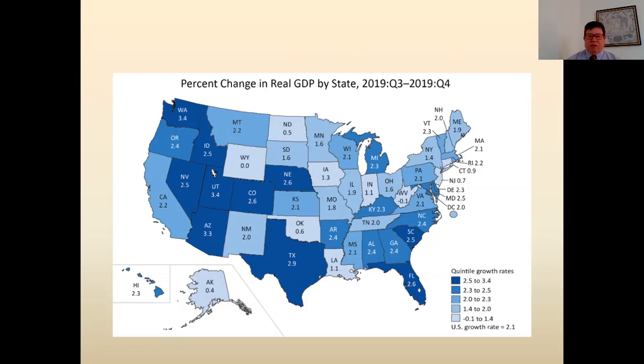So, if you see here, this is the comparison. What we try to do is look quarter over quarter from each year. So the third quarter of 2019, essentially meaning the beginning of the second half of 2019, and then the fourth quarter being October, November, and December of 2019.